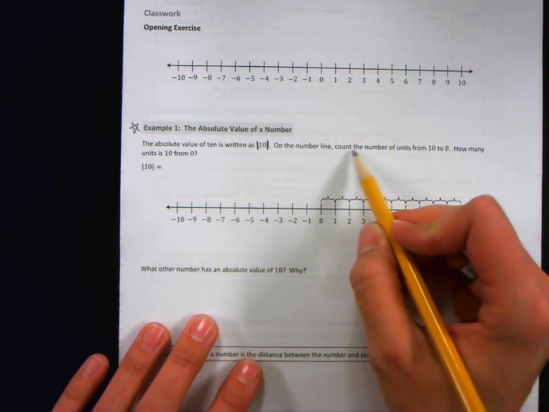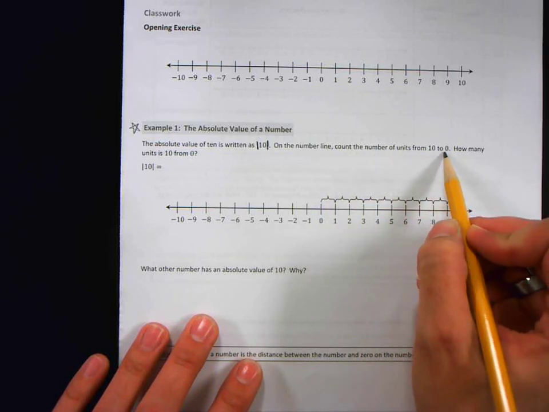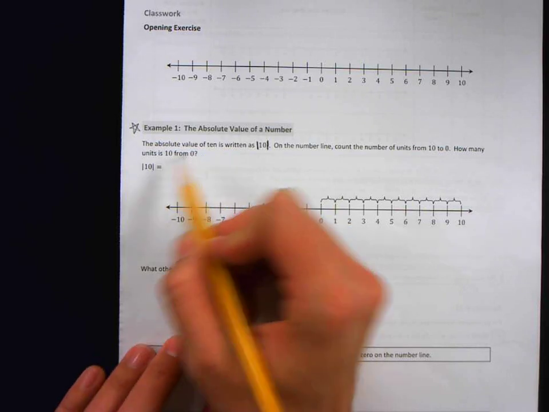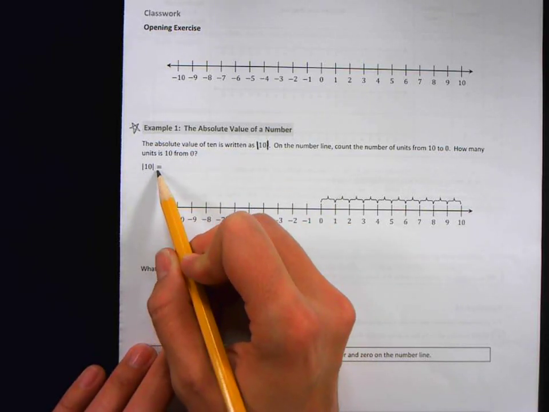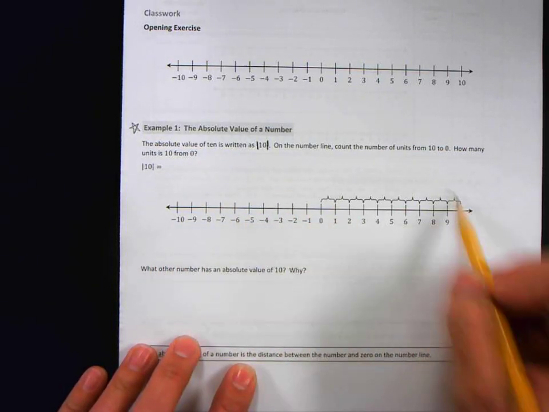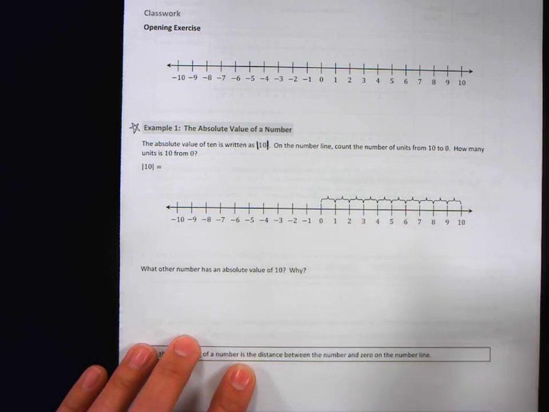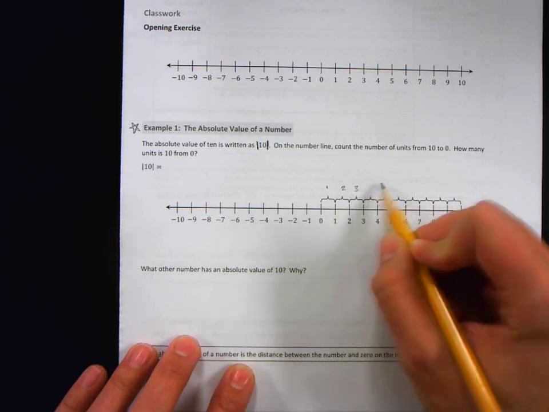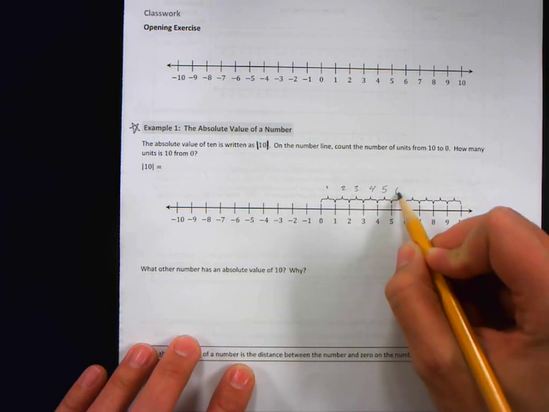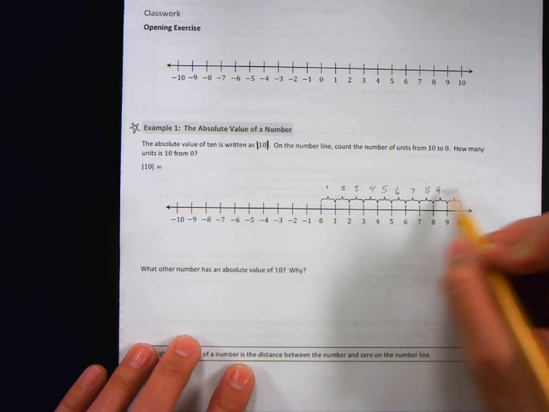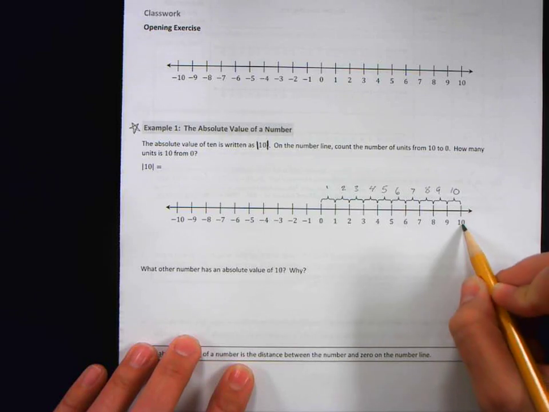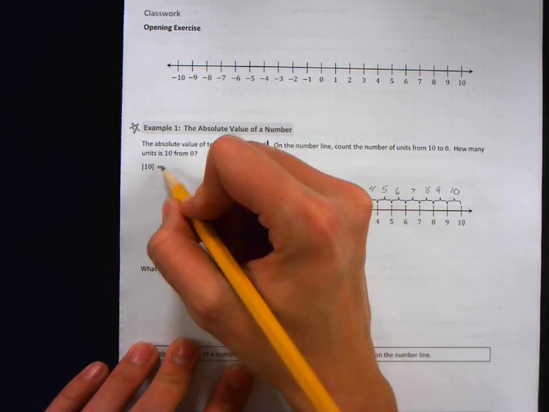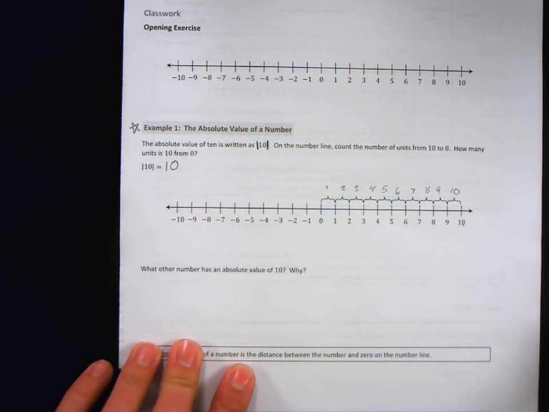On the number line, count the number of units from 10 to 0. How many units is 10 from 0? So they're asking what's the absolute value of 10. If we look at our number line here, they've actually done it for us. If we start at 0, we have 1 spot, 2, 3, 4, 5, 6, 7, 8, 9, and 10. So 10 is 10 spaces away from 0, so the absolute value of 10 is 10.